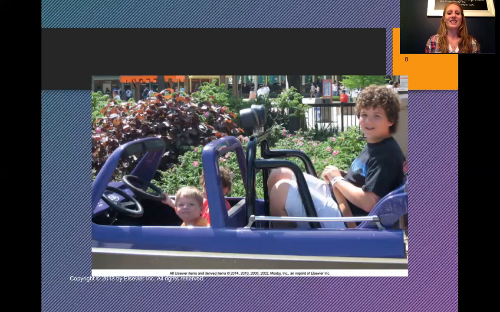And here's just another good visual of the growth. So these are siblings, and you can see how much larger the one sibling is just because he's older. So we grow pretty fast. Start off as tiny little babies, all of us.